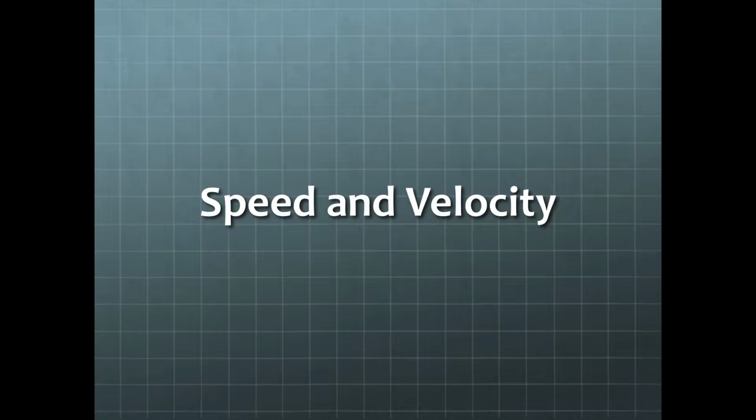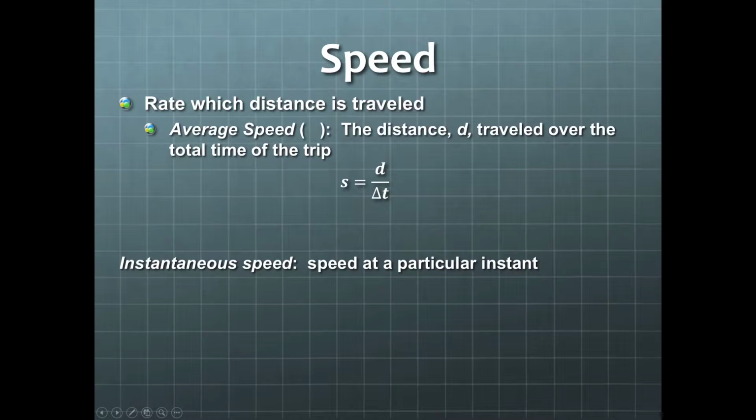In this video, we are going to talk about speed and velocity. Let's start with speed. Speed is defined as the rate at which distance is traveled, and to calculate the average speed, it is the total distance divided by the total time.